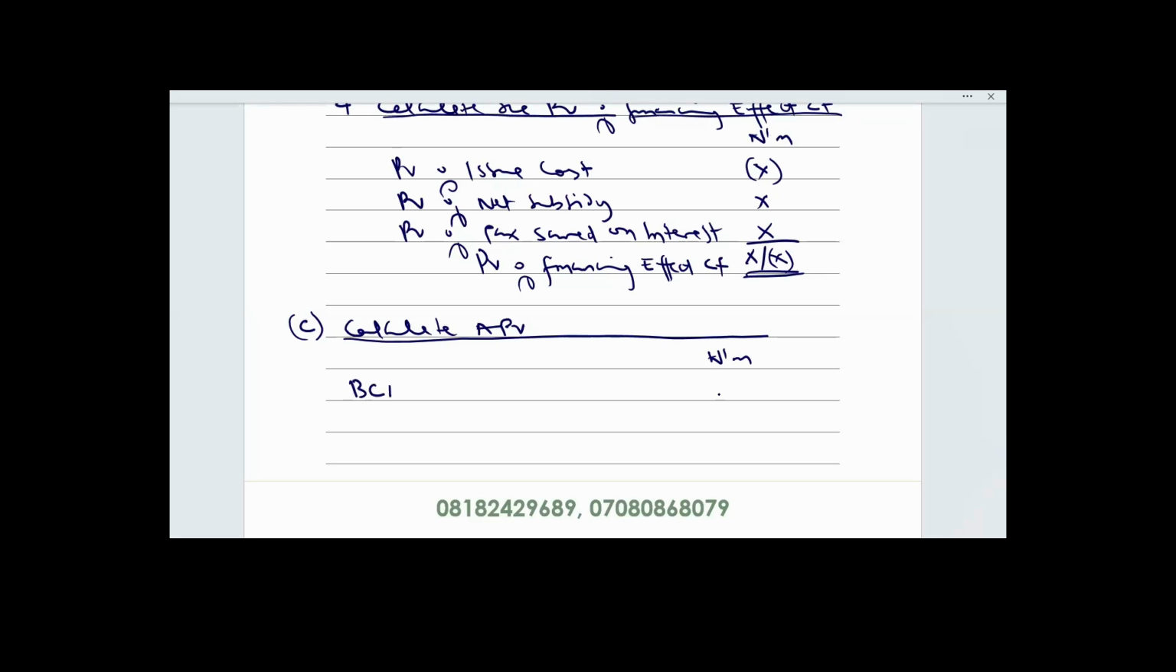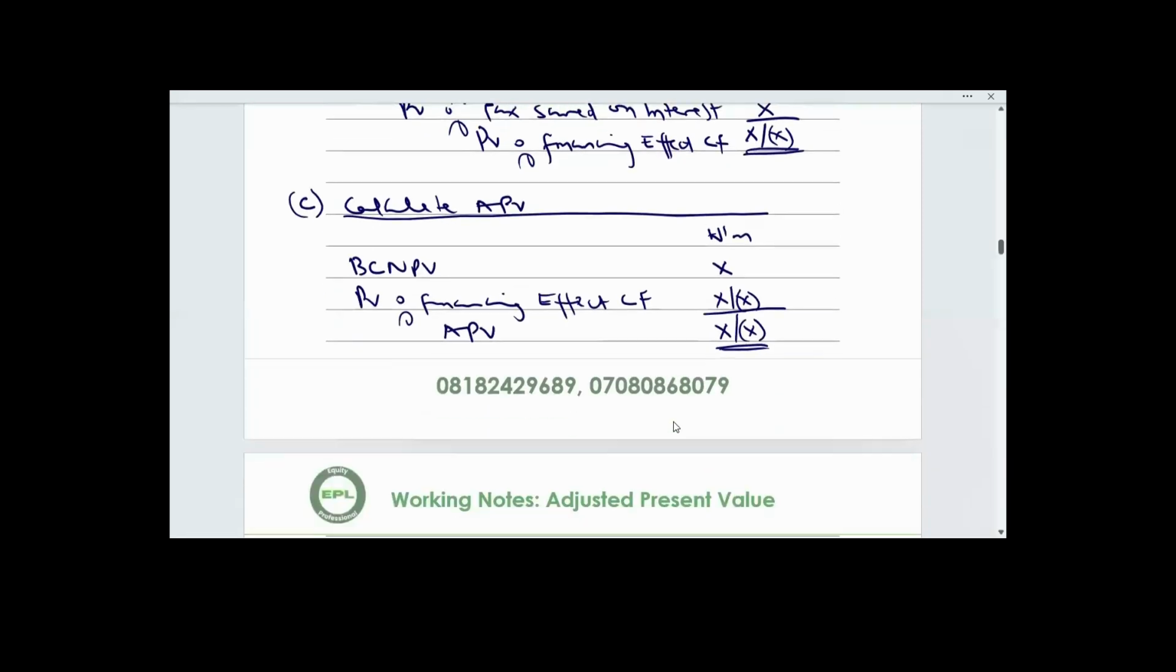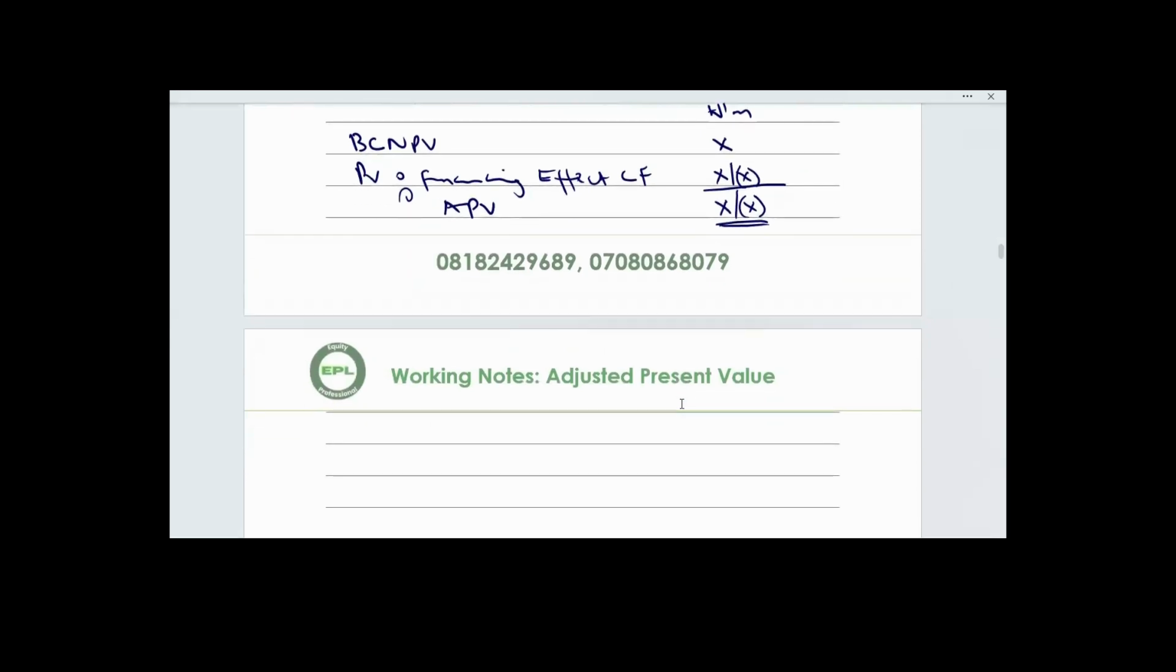So the base case NPV, plus or minus whatever you have calculated as base case NPV, put it here, then plus or minus the PV of financing effects cash flow. So this could be positive or negative. So at the end of the day, you have your APV, which also could be positive or negative. This is your adjusted present value. Finally, step 4, which is D now.